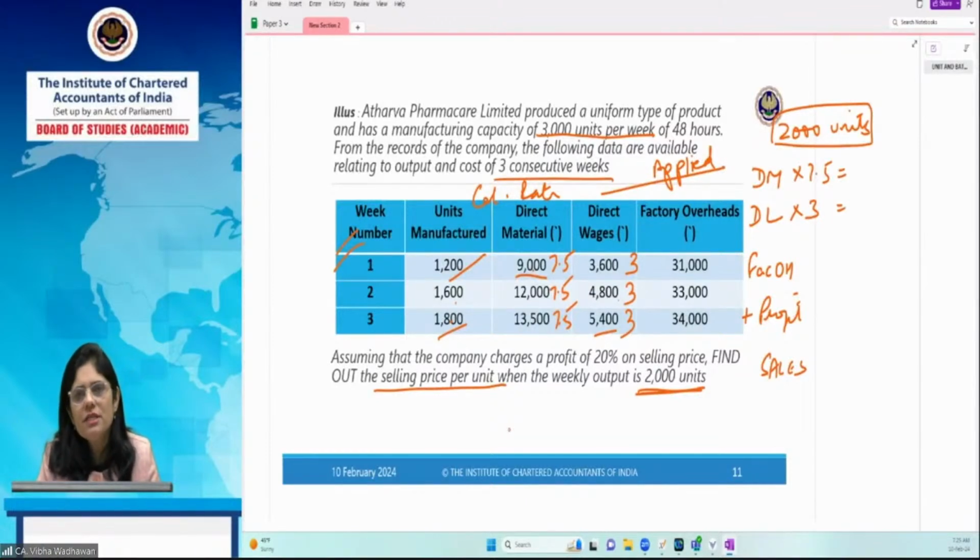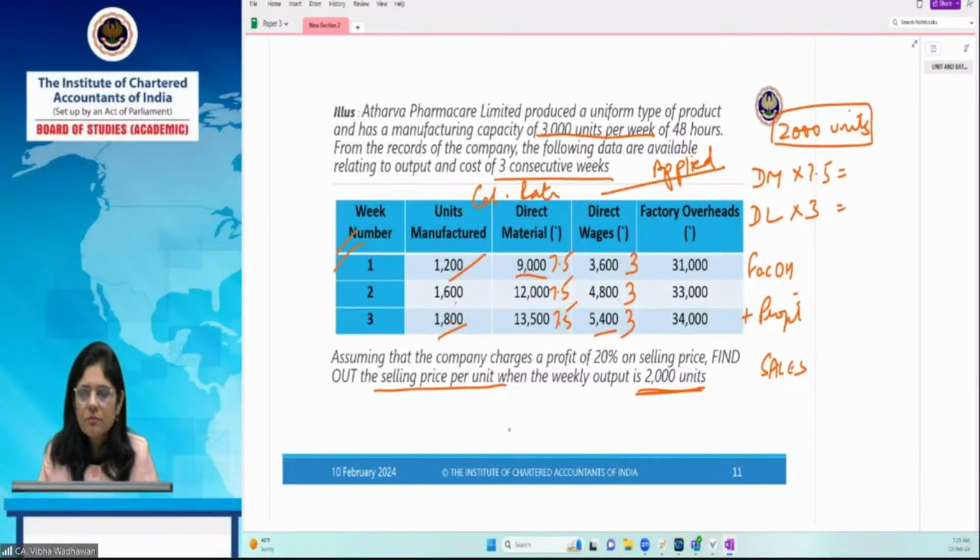For 2,000 units, they require us to calculate the selling price. So the direct material cost we have calculated: 7.5 per unit is the costing of material, into 2,000 you have to do. Direct labor also, the cost is 3 per unit, so you just multiply by 2,000 units. Clear? So remember, direct cost is always variable. Direct material, direct labor, direct expenses, they're always variable. You increase the production, they will increase in equal proportion. You decrease the production, they will decrease in equal proportion. That is the property of direct cost.